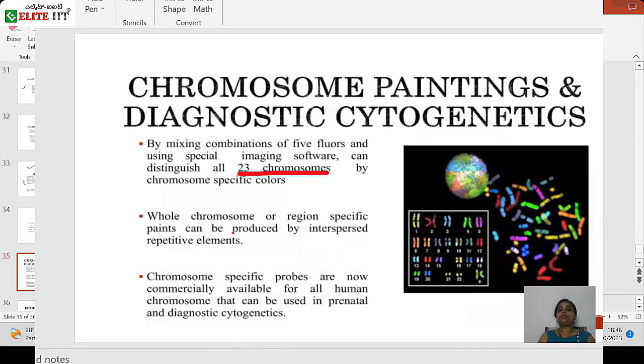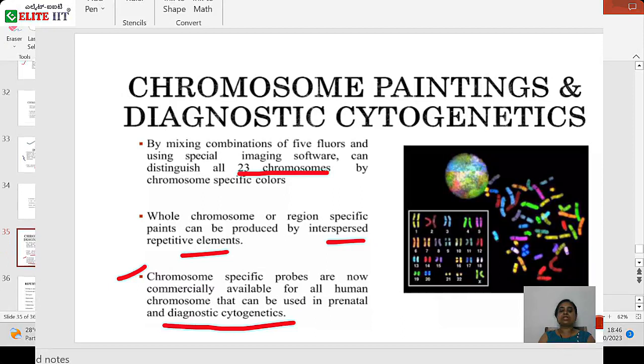Now whole chromosome or region specific paints can be produced by interspersed repetitive elements, and chromosome specific probes are now commercially available for all chromosomes, which can be used in prenatal and diagnostic cytogenetics. So if you want to check whether any abnormalities are there in the baby in the prenatal condition, you can diagnose that.